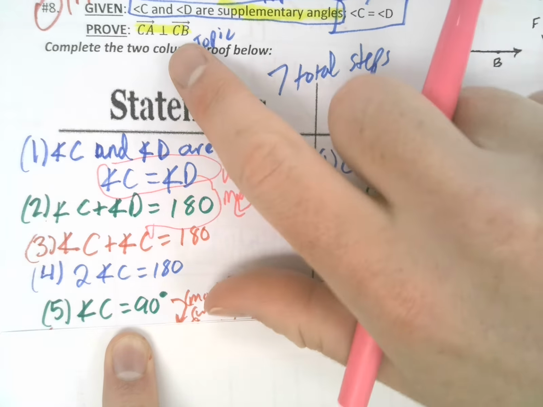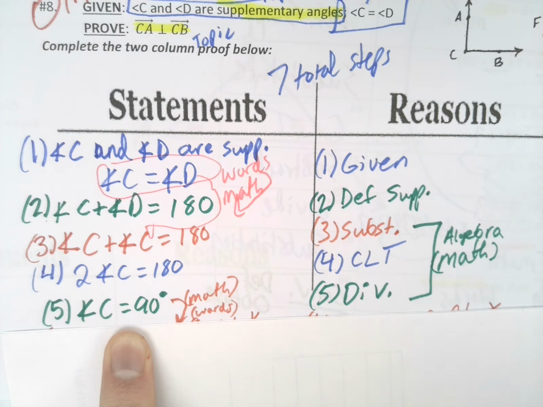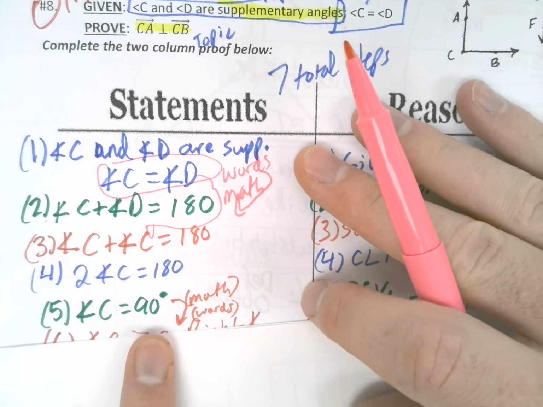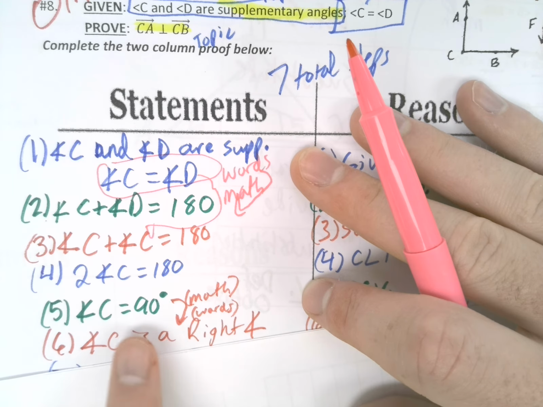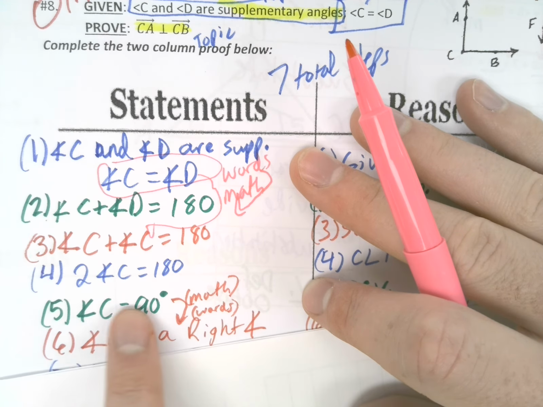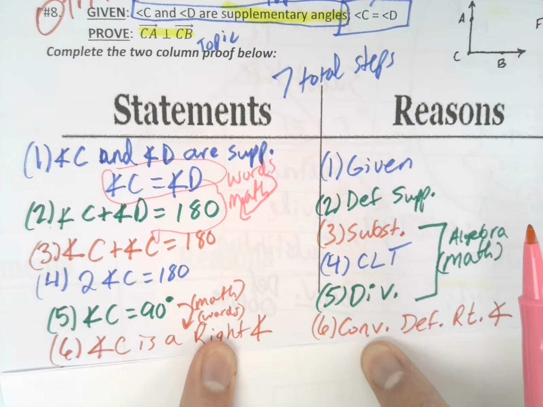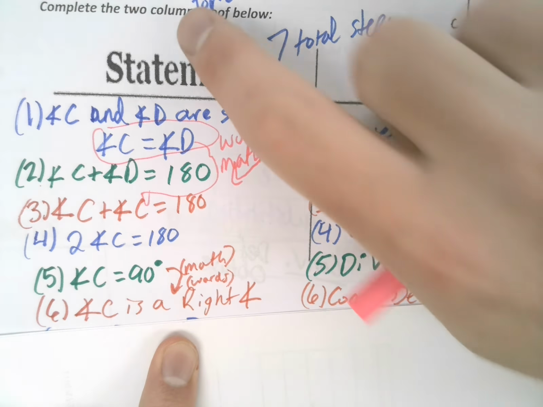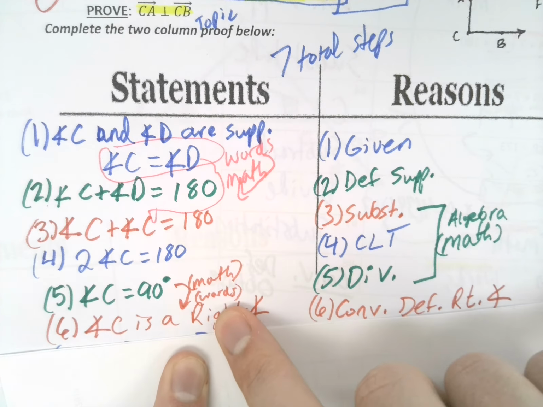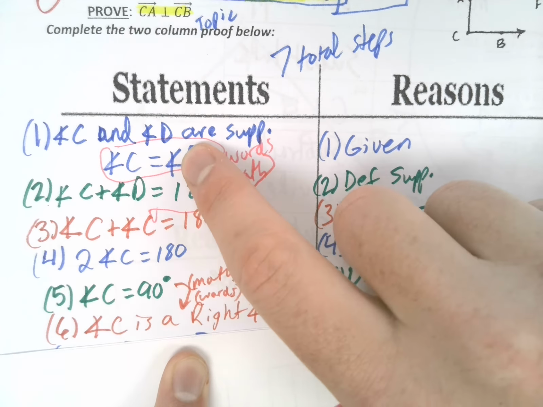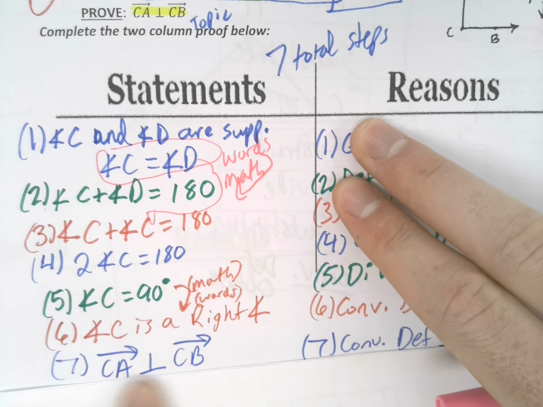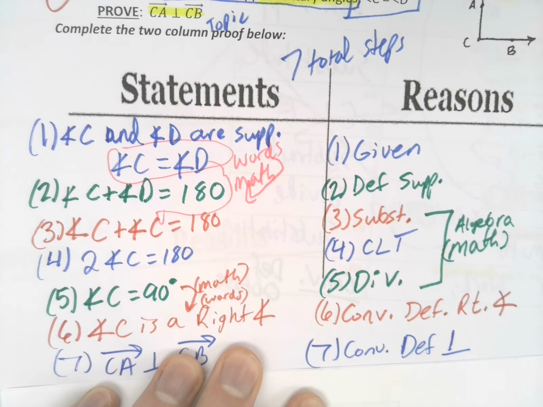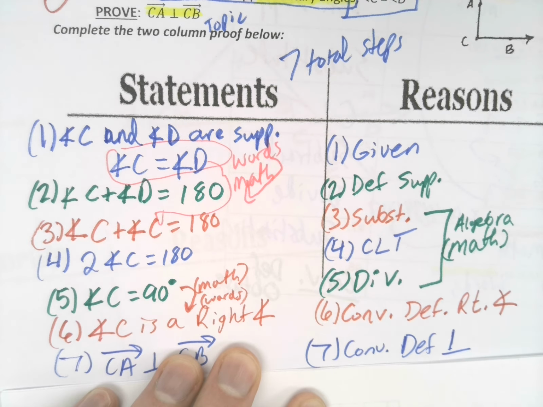And wait a minute. If we're talking about perpendicular, we know we need to establish that we have some right angles, right? Perpendicular needs right angles. So then if C is 90 degrees, that means C is a right angle. But wait, we have math, then words to prove that. If that's the case, converse of the definition of a right angle. And then, again, we know how we need to end. If we have proven that C is a right angle, we know it also means D is a right angle. And so we can say CA is going to be perpendicular to CB based off the converse of the definition of perpendicular lines.